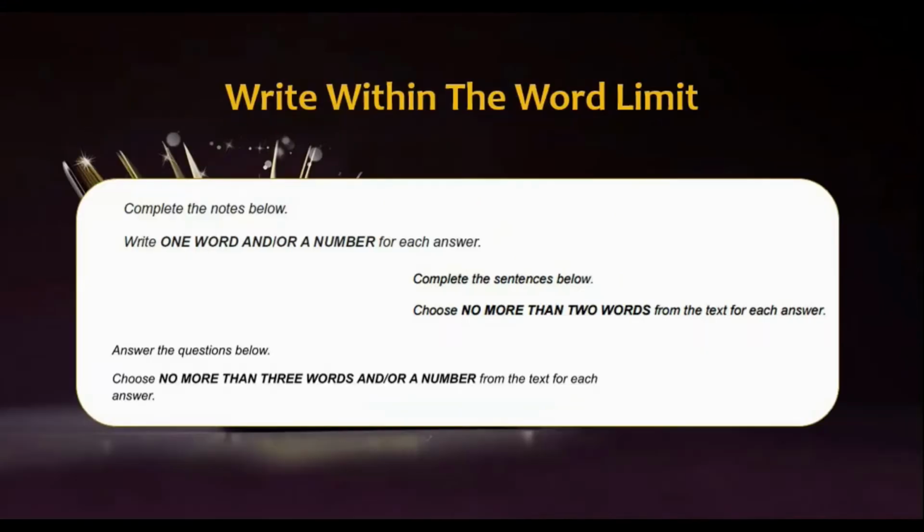Read the instruction carefully. When an instruction is given for the number of words allowed, your answer must be within that word limit. For example, for "one word and/or a number", your answer can be one word, one number, or it can be one word and a number. If the instruction says numbers, you're allowed to write more numbers. I have made a video on this along with examples and I will link it below. Do check it out for better understanding.